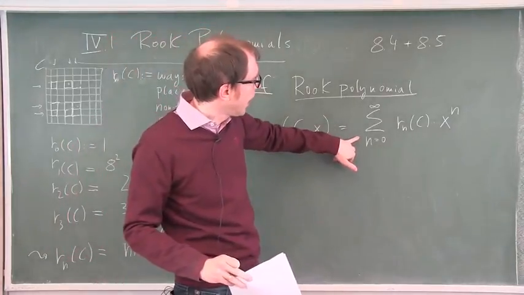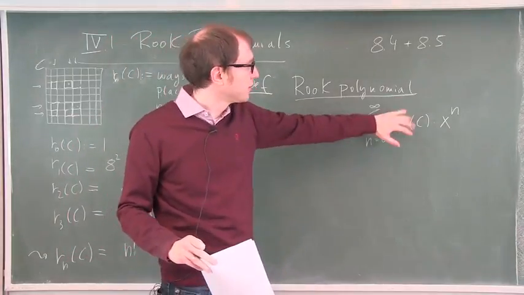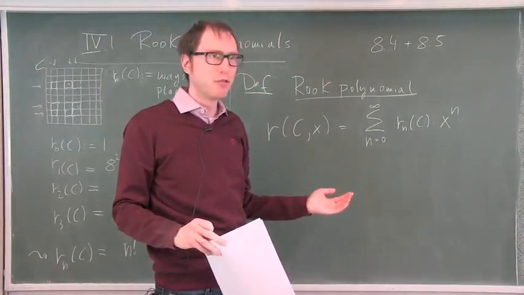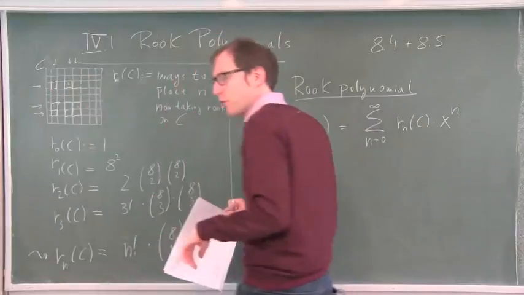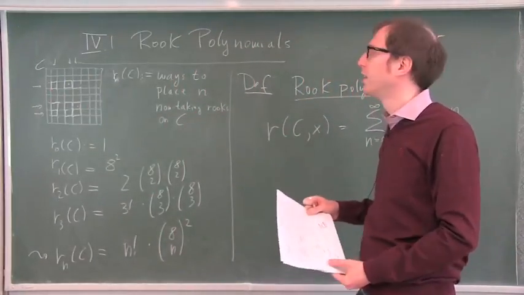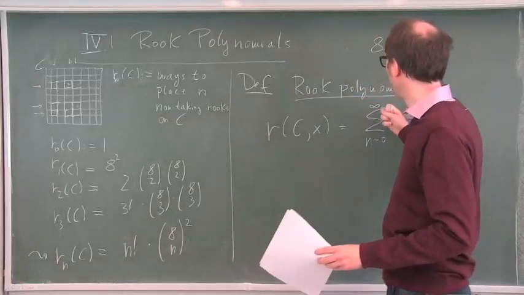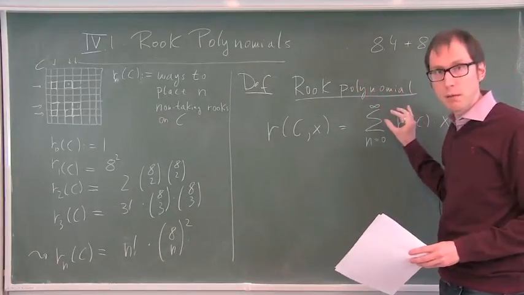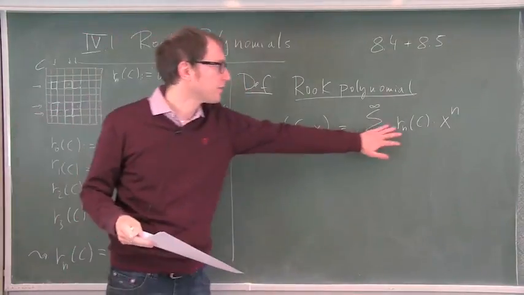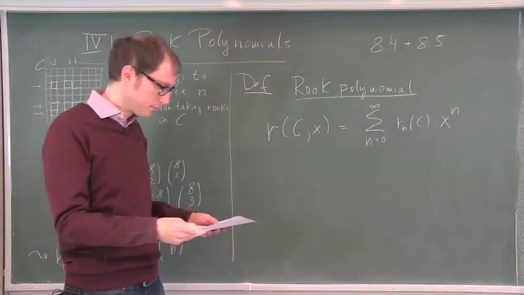So this is a priori just a series, but of course, how many ways are there to put 1,000 rooks on this chessboard so they don't take each other? Well, they are just 0, so it's clear that this is a finite sum, so this is really a polynomial, because for large n this will just be 0.